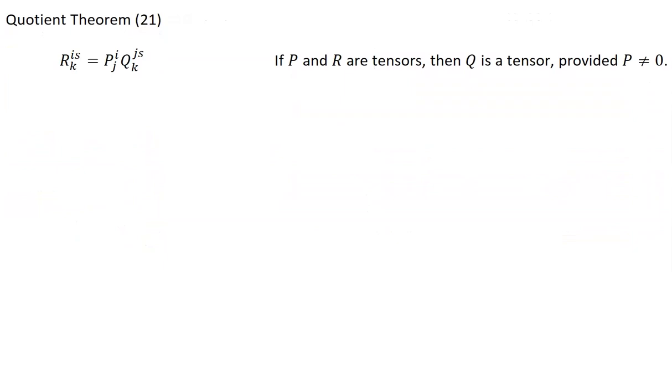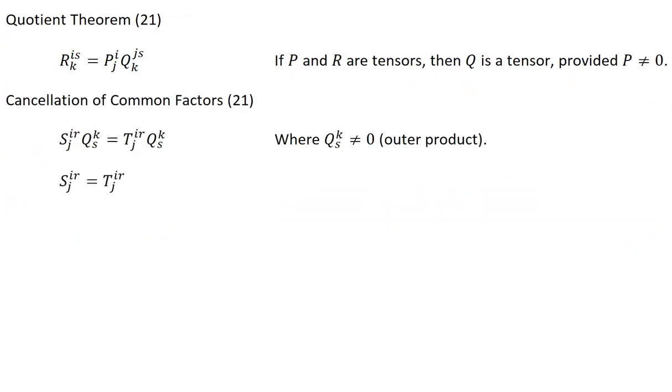And finally, we showed that under the right conditions, it's possible to cancel out common factors. Now, for an outer product, all we have to know is that the common factor is not equal to 0. And if that's true, we can simply cancel them out like this. Now, although this looks like division, it's really not. Remember, we accomplished this by multiplying both sides by reciprocal values.